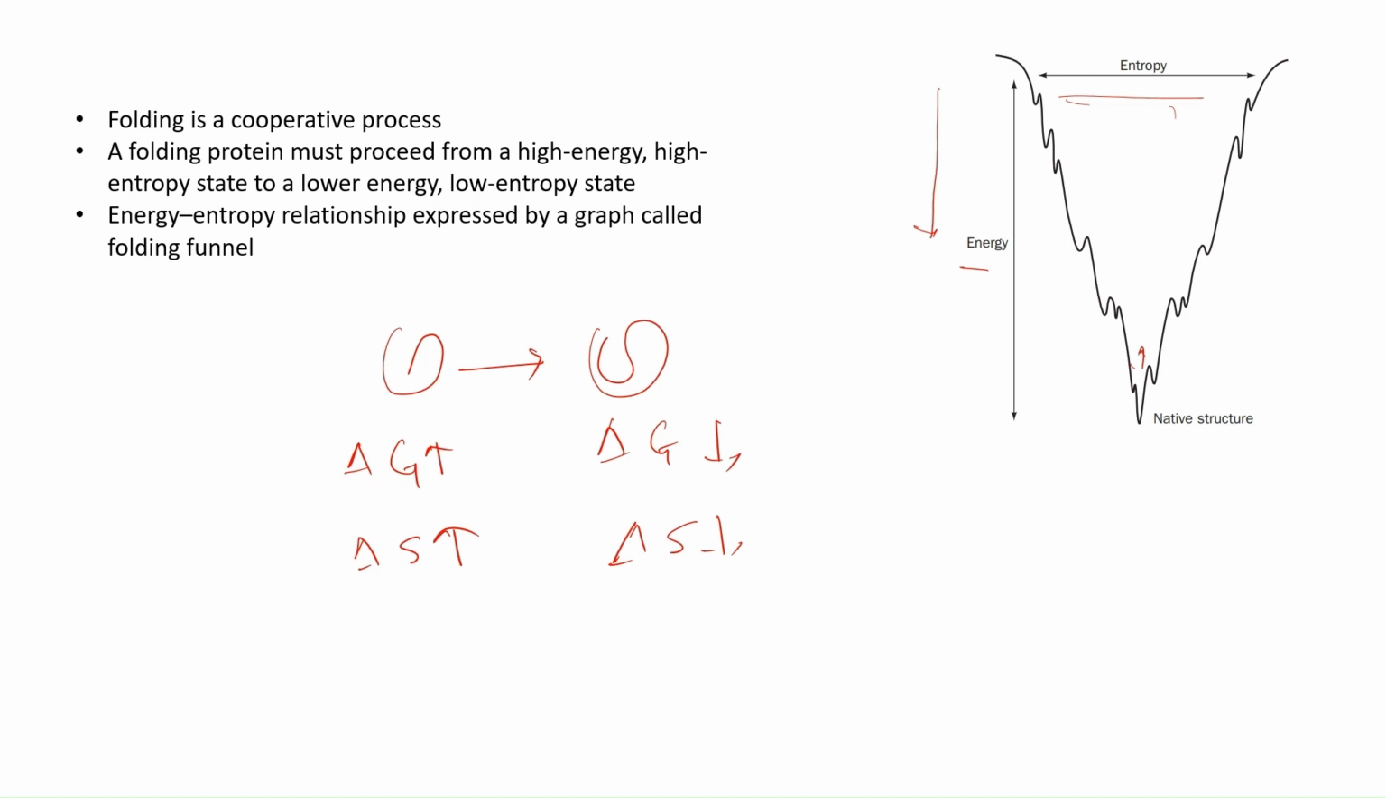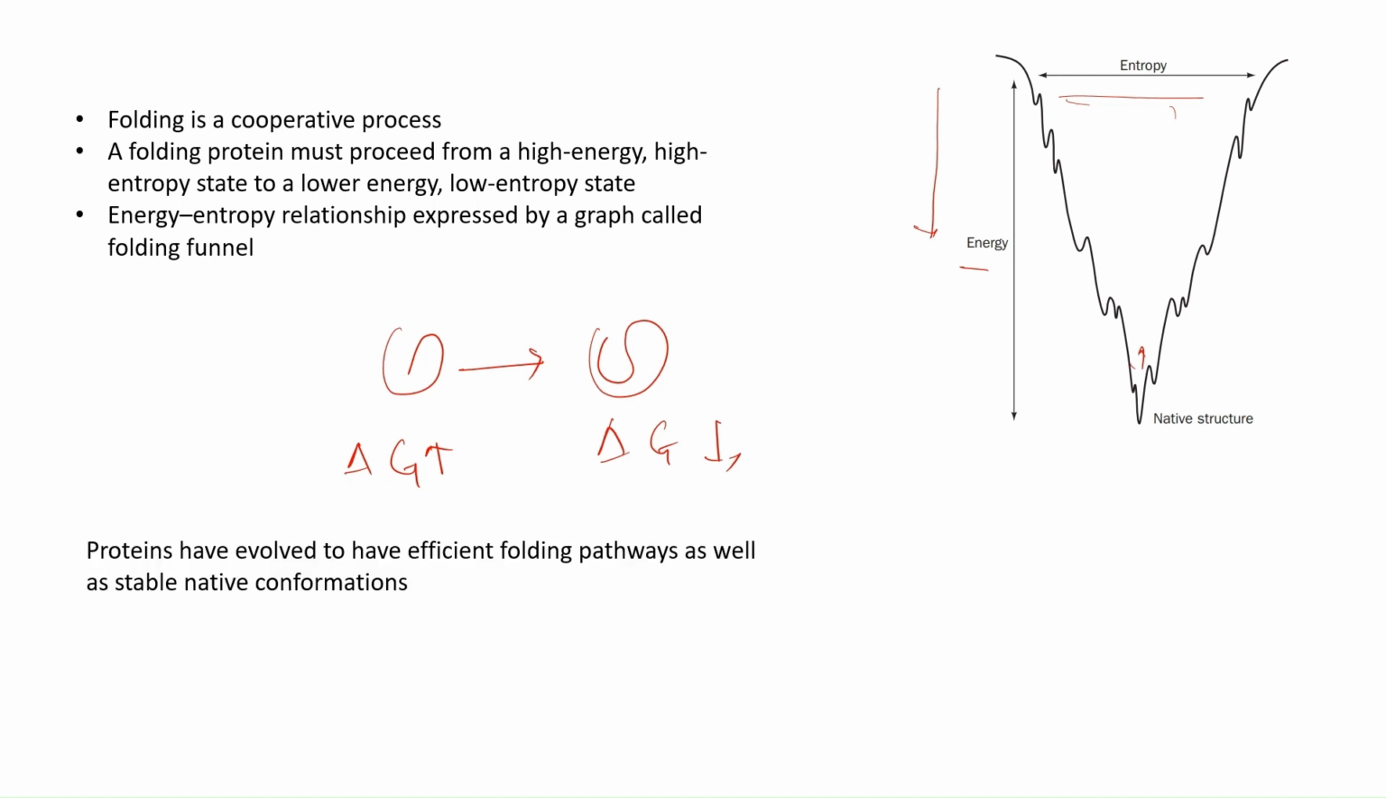So it is given by this graph known as the folding funnel graph. Now proteins have evolved to have efficient folding pathways as well as stable native conformations. When the process of folding is going on, it is not a single step process. The open polypeptide will fold, then it will fold more. So like this, the process will continue. During this process, there are some stages when the protein can be in a semi-stable form, and then it again proceeds to a stable native conformation.